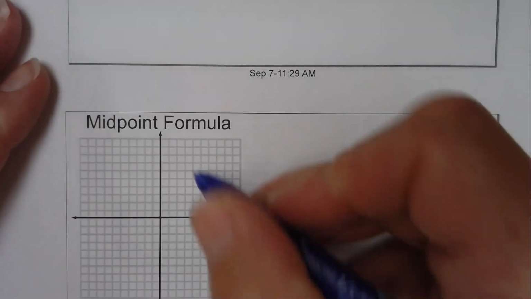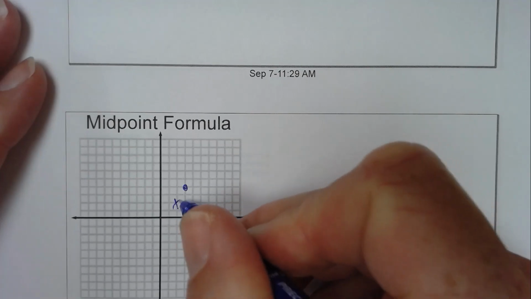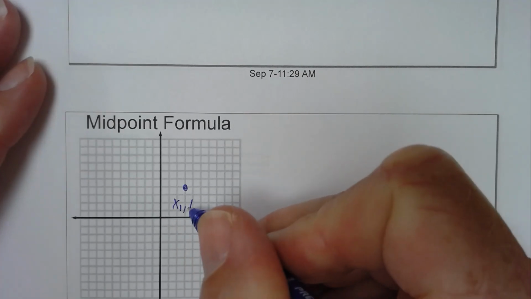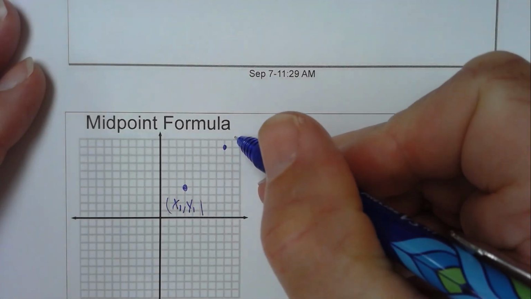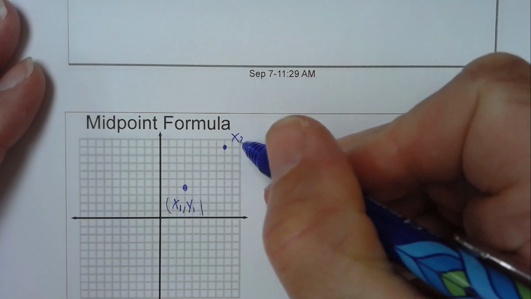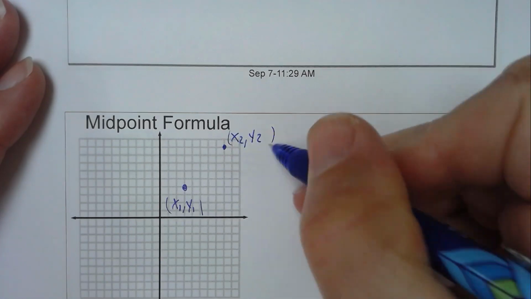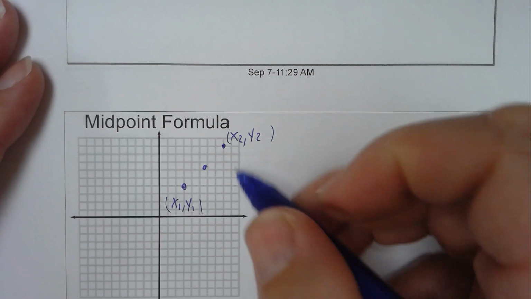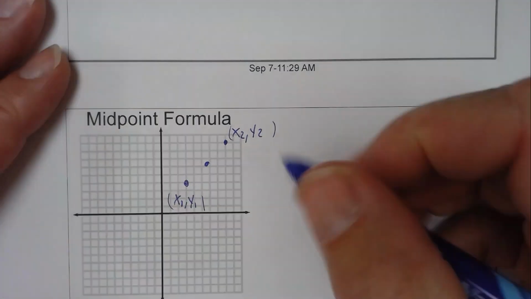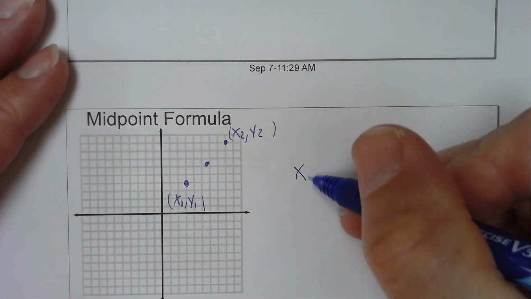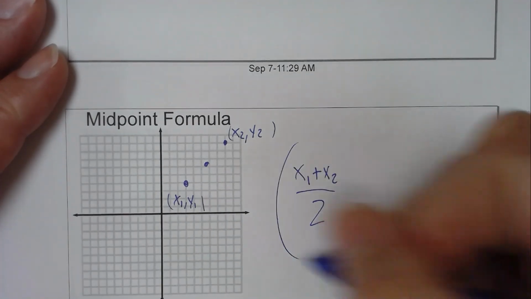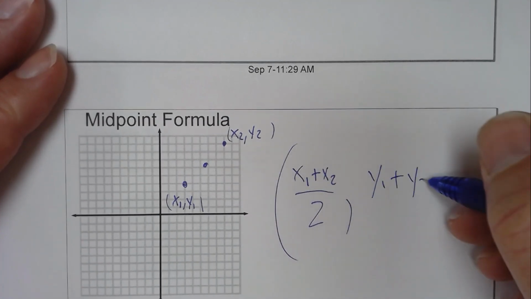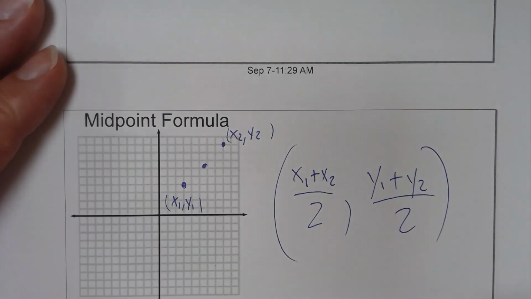Midpoint formula is really just an average. So you pick some point, x1, y1, and you pick another point out here, x2, y2, right? If you want to know where the center point is, you just average the points together. So what is an average? You add together the two coordinates. So you add the x's together, divide by 2, and then you add the y's together and divide by 2, and that's it.